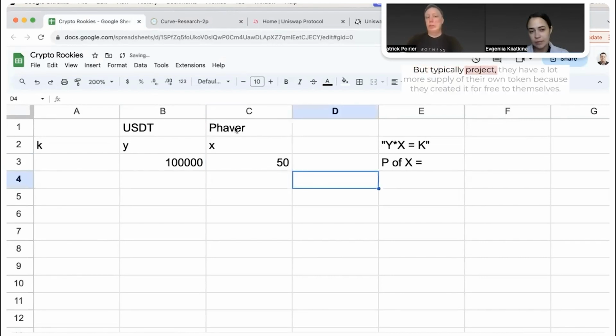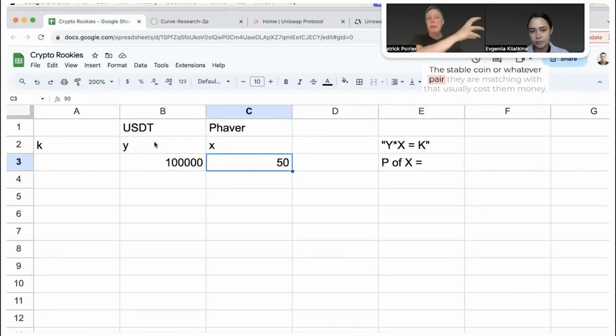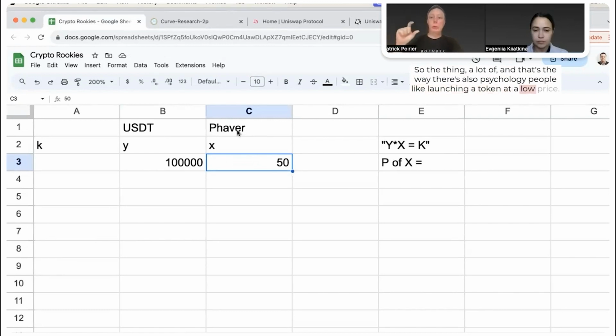But typically projects have a lot more supply of their own token because they created it for free for themselves. The stablecoin or whatever pair they're matching with usually costs them money. They have to finance this from somewhere. There's also psychology. People like launching a token at a low price because psychologically, people assume that if it's a low price, the price will increase faster. That's not true, but that's what people assume. So just for the fun of it, let's keep it as 200.